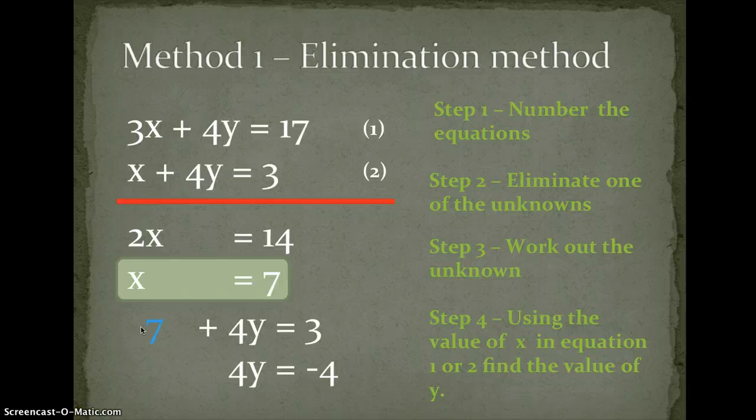Subtract 7 from both sides. We'll have negative 4. Divide both sides by 4 and you'll end up with -1. So the solution is x is equal to 7, y is equal to -1. You can also express it as a point.